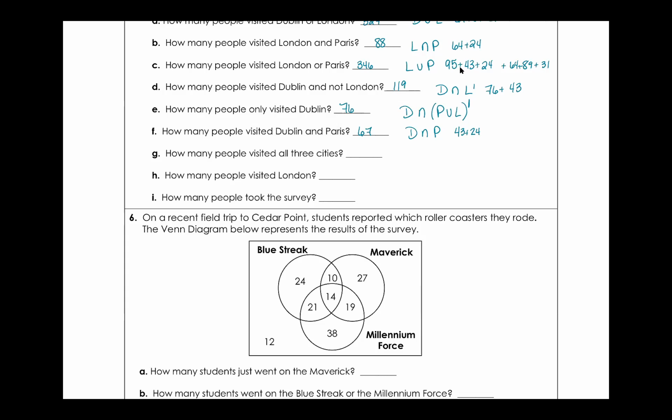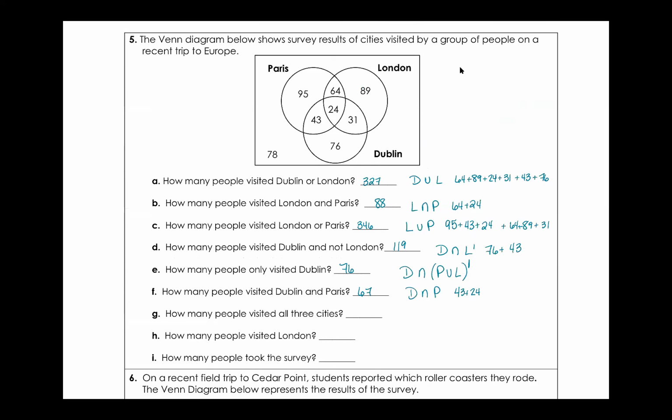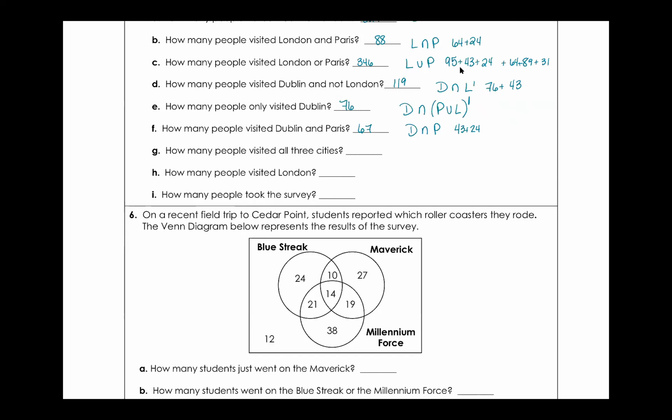How many people visited all three cities? So you're going to add up everybody in there, or if they gave us a total, no, they didn't give us a total. So you're going to add up everybody that visited the three cities. So who visited three cities? We want Paris and London and Dublin. Who went to all three? Well, that would only be the 24 people.